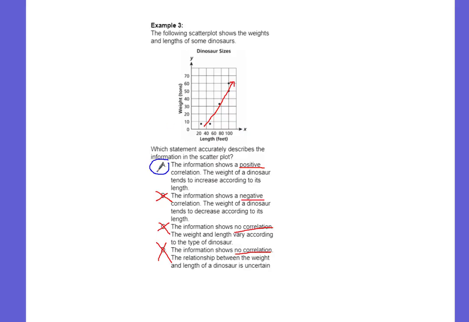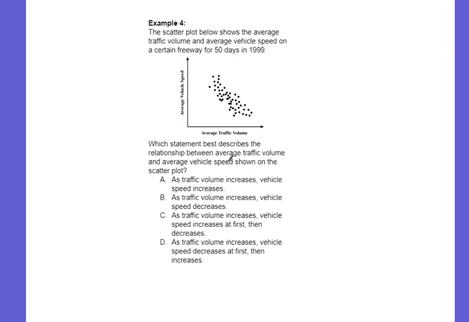Alrighty, so go ahead and move on to question example number 4. The scatter plot below shows the average traffic volume and average vehicle speed on a certain freeway for 50 days in 1999. Okay, I want you to look at this. Do you think it is positive, negative, or no correlation? If we were to find a pattern here, I would notice most of them are going downwards, which means that it has a negative correlation. Okay, so let's read to check.